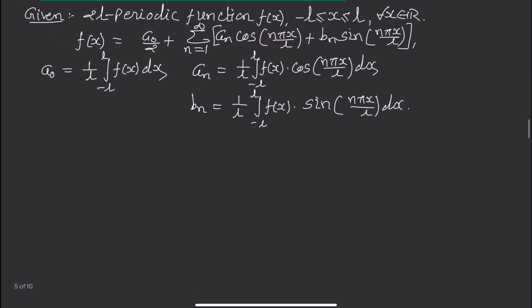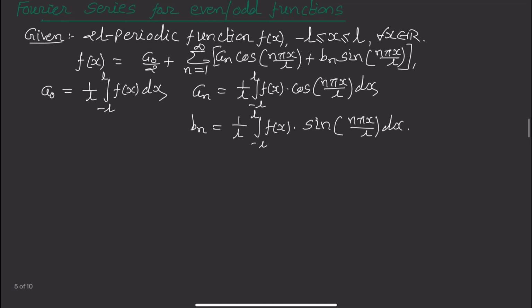Now, before starting the Fourier series for even or odd function, let us discuss one formula which you learnt in 12th standard. What is the integration of minus a to a f of x dx when f of x is even function and odd function? So this is equal to 2 times integration 0 to a f of x dx when f of x is even, and this is equal to 0 when f of x is odd.